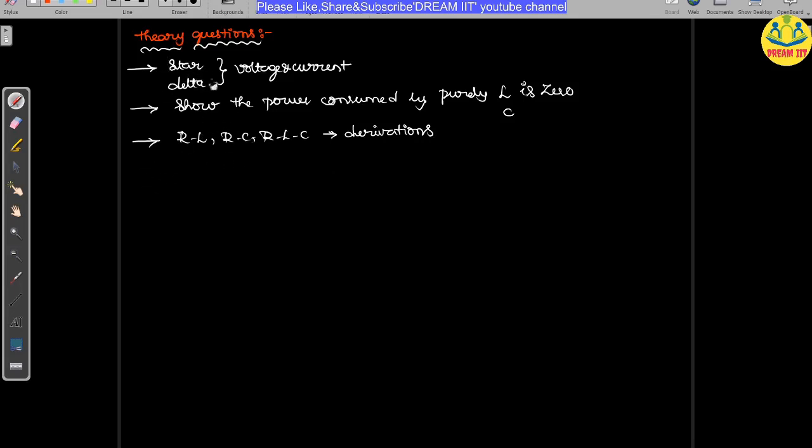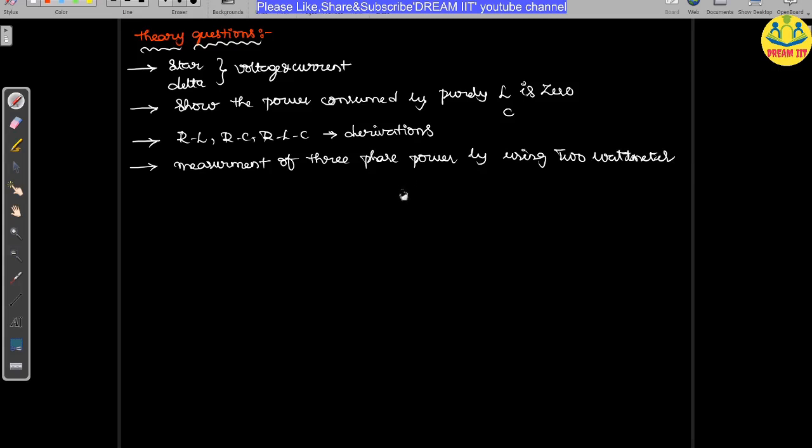So when you come to the 3 phase, it starts with the star delta voltage and current relations. After that they will ask the measurement of 3 phase power, that is measurement of 3 phase power by using the 2 wattmeter method. That is the theory questions they asked up to now. So I will provide the link in the description. You can see the previous question paper for the proof of this 2 wattmeter method.